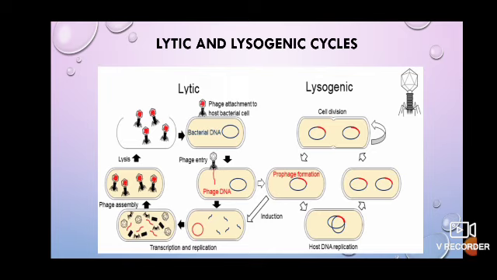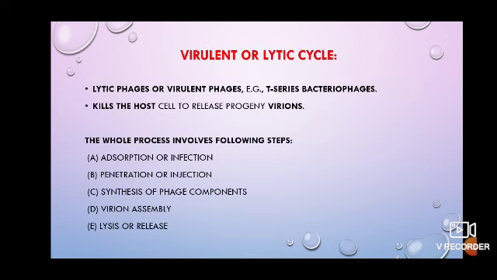The last and fifth step is lysis or release. During assembly of progeny virions, the bacterial cell becomes spherical. The phage enzymes from inside weaken the cell wall of the bacterium, which ultimately bursts or lyses to release about 100 to 200 progeny virions. So this is about the lytic or virulent life cycle shown by the bacteriophage, T4 phage.